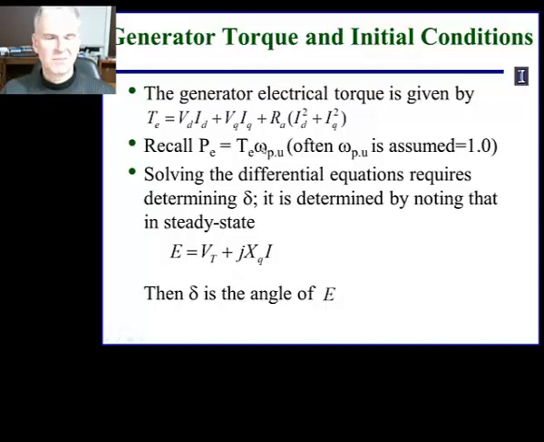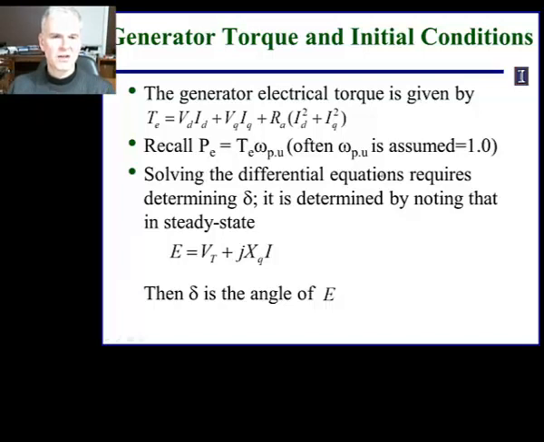And initially, when you're learning about transient stability, it's quite common to assume that omega PU is pretty close to 1 per unit. So it's often assumed that omega per unit is exactly 1 per unit here. In a real transient stability program such as PowerWorld, this value is going to vary as you do the simulation.